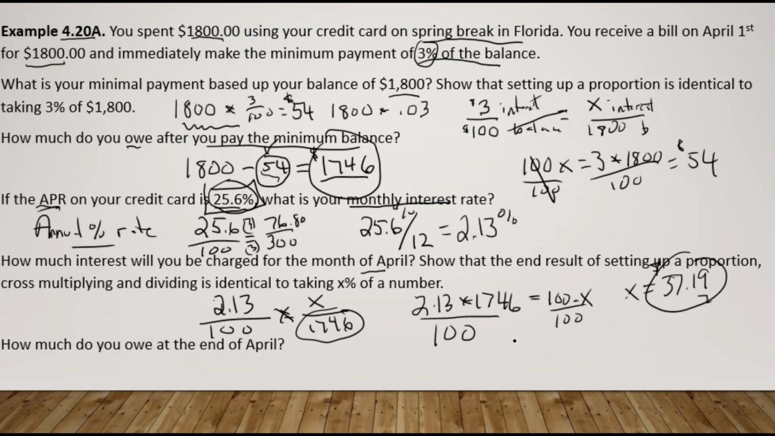Now, of course, another way of doing this, again, now you got to be careful with the decimals, because really the decimal is just 2.13 over 100 times 1746. And I'm, of course, going to get 37.19. But a lot of students like to turn this into a decimal, which is fine, but be careful, right? Dividing by 100 moves the decimal two places. So it's 0.0213 times 1746, and you'll get the same thing.